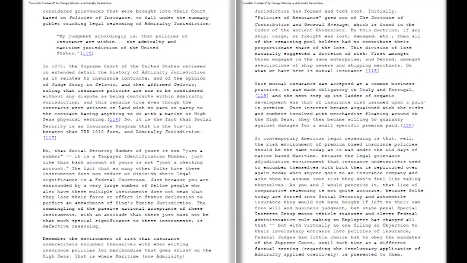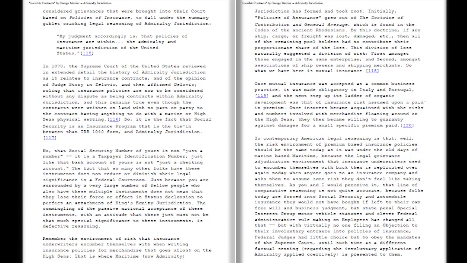116. So, it is the fact that Social Security is an insurance program that is the tie-in between that IRS 1040 form and admiralty jurisdiction. 117. No, that Social Security number of yours is not just a number, it is a taxpayer identification number, just like that bank account of yours is not just a checking account.